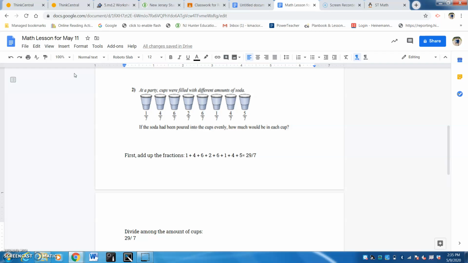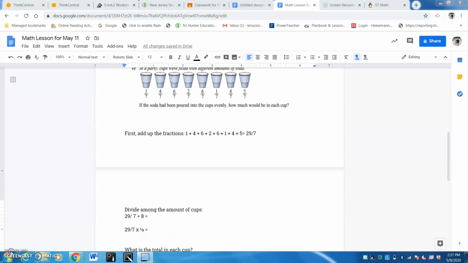Take a moment, pause, make sure you're using the reciprocal, and find out what is 29/7 divided by 8. Okay, remember, when you're dividing 29/7, you have to use the reciprocal. So we'd have to now multiply 1/8. So again, when we divide using fractions, to make this whole number 8 a fraction, we'd have to put it over 1. So it would be 29/7 divided by 8 over 1. We can't do that. We have to flip that 8 over 1 and make it 1/8.